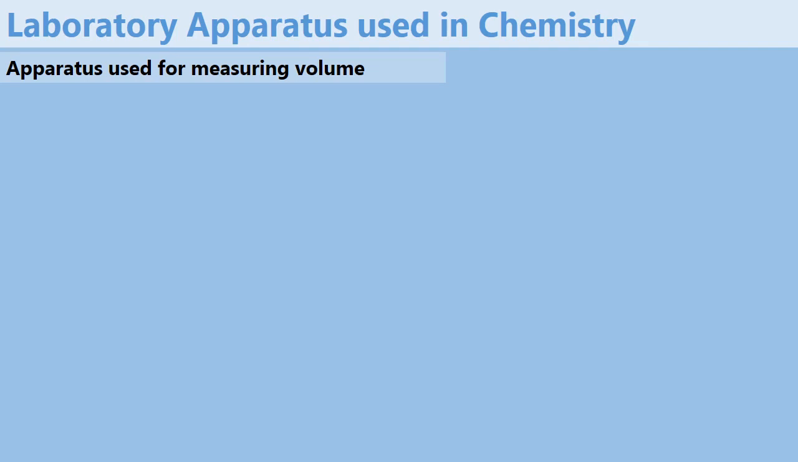Laboratory apparatus used for measuring volume. The first category of apparatus are used to measure volume. These apparatus include the following. The first one is known as a beaker.